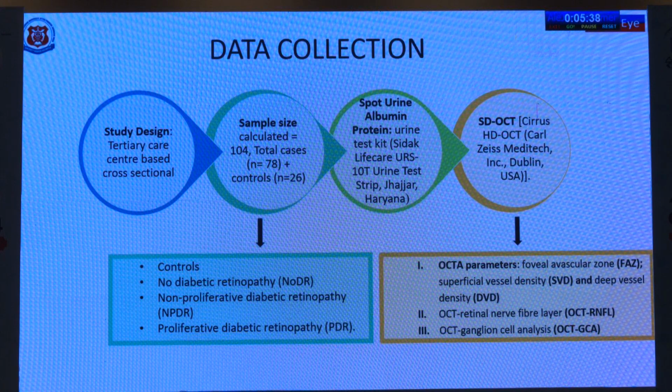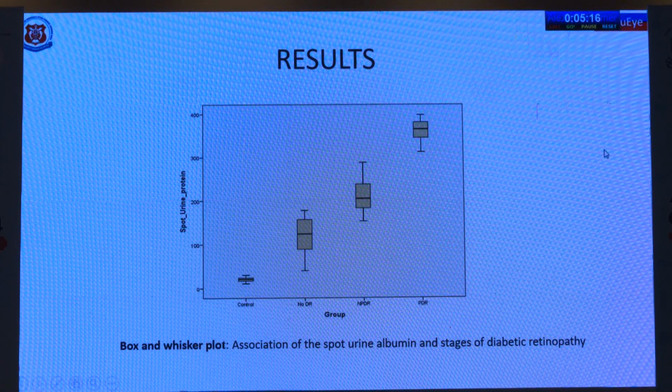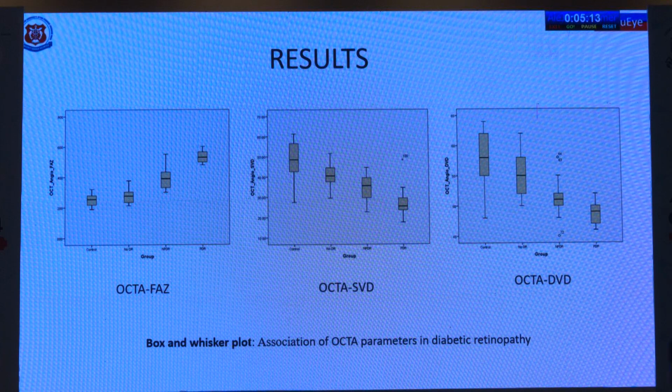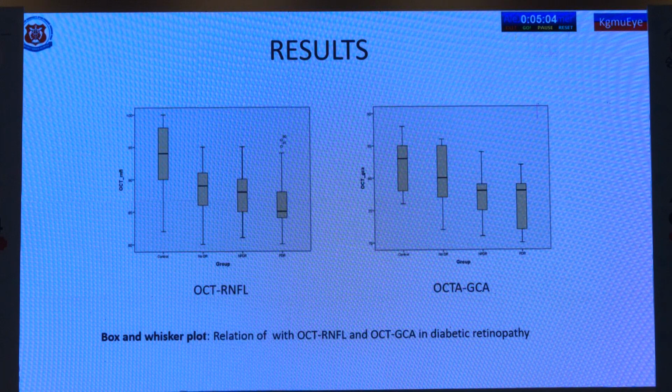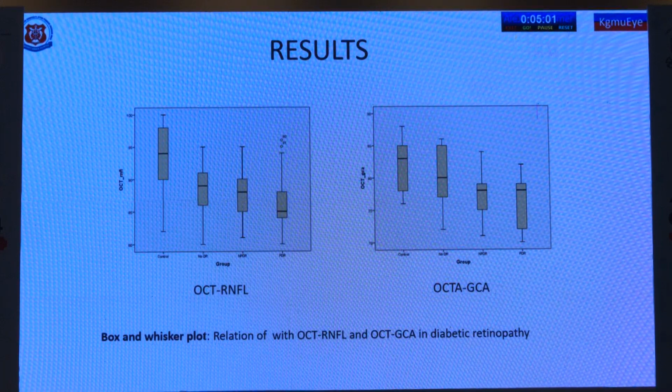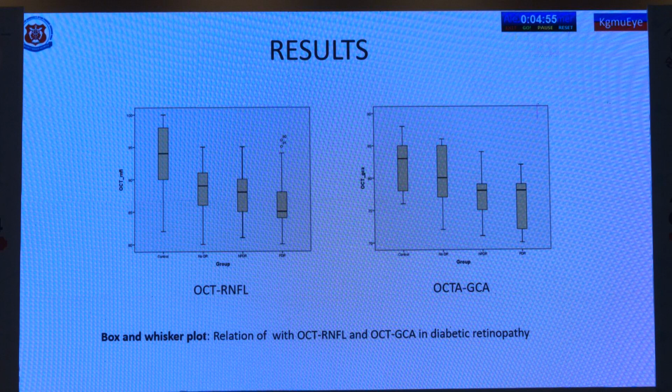The sample was divided into controls, no diabetic retinopathy, non-proliferative diabetic retinopathy and proliferative diabetic retinopathy. As we can see in this box and whiskers plot, the association of spot urine albumin and the stages of diabetic retinopathy, with increasing pathology there is a steep increase in spot urine albumin levels. We can also see these OCTA parameters, where the foveal avascular zone is increasing, whereas the vessel density is decreasing with increasing severity of the disease. The thickness of the OCT RNFL is also decreasing, and ganglion cell analysis thickness is also decreasing with the severity of the disease.